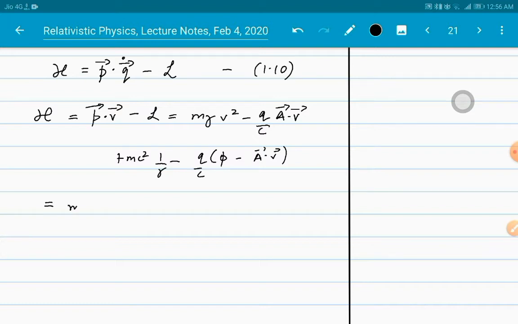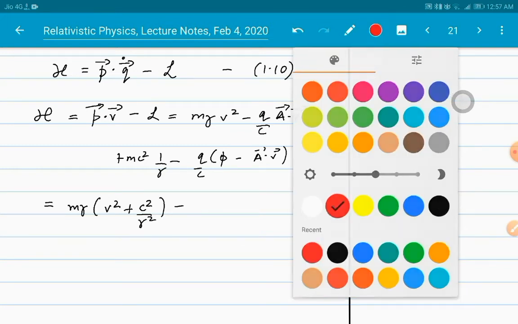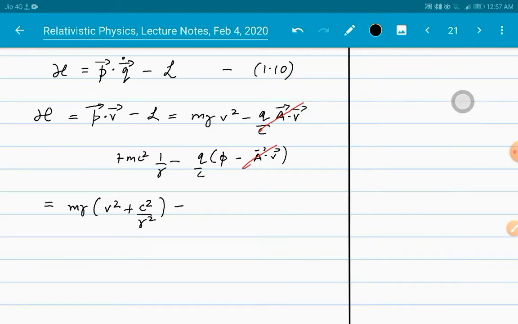let's see, m times gamma v square plus mc square by gamma. And then we can see that the term which involves the vector potential will cancel out, and we will be left with q by c times phi.